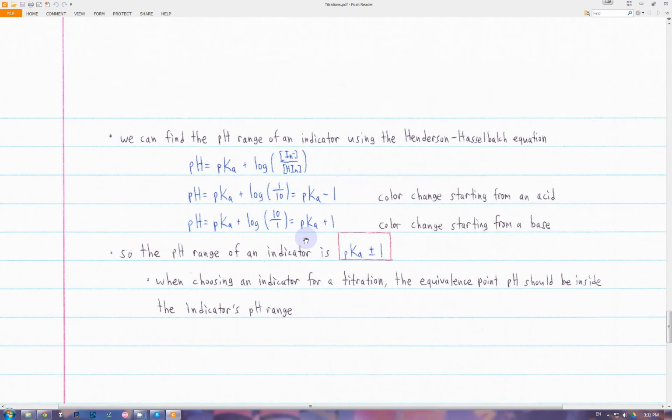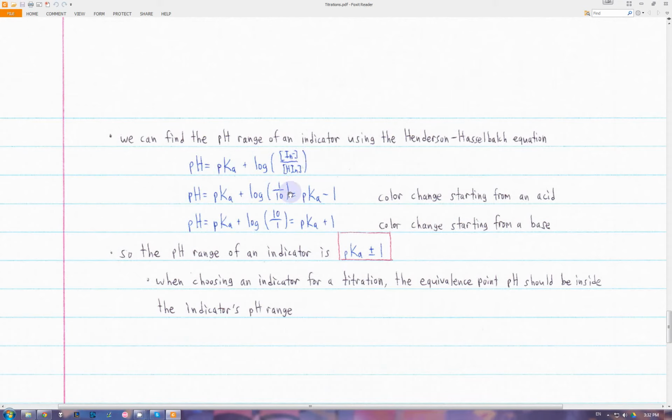And so since the indicators are just weak acids, of course they have a Ka value associated with their equilibrium. And we can find the pH range of an indicator, which is just when the color change will occur, using the Henderson-Hasselbalch equation. So we have the pH will equal the pKa plus the log of the ratio of the concentration of the base to the acid. And we know that the color change happens when this ratio is 1/10 or 10/1, depending on which side we start from.